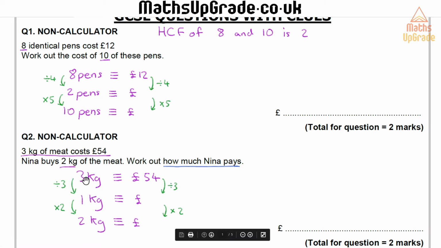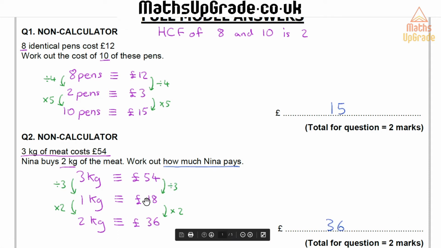So to get from 3 kilograms to 1 kilogram, I'm going to divide by 3 on this side. So I'm going to divide £54 by 3. That gives me £18. Now, to get from 1 kilogram to 2 kilograms, I'm going to multiply by 2 on this side. So multiplying the price by 2, I'll get £36 for 2 marks.